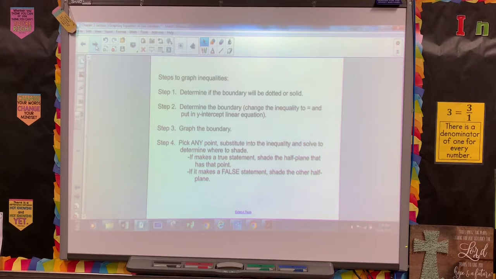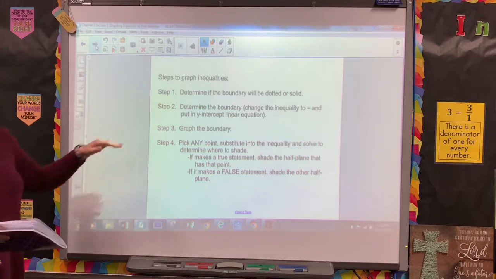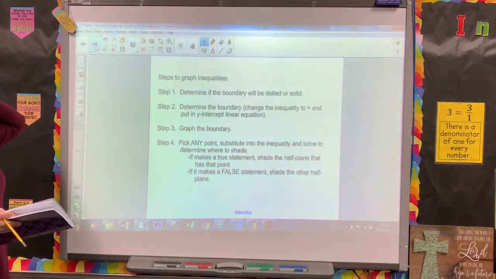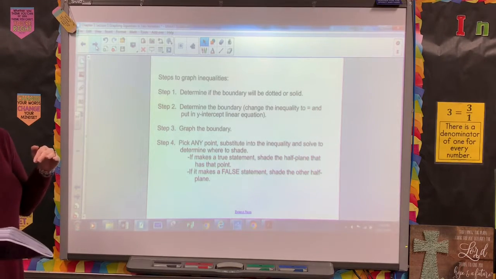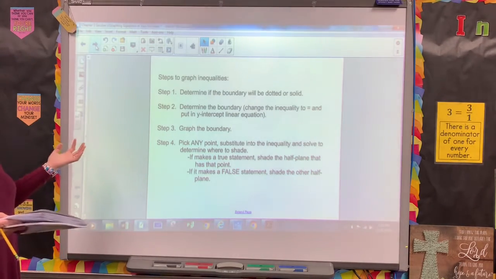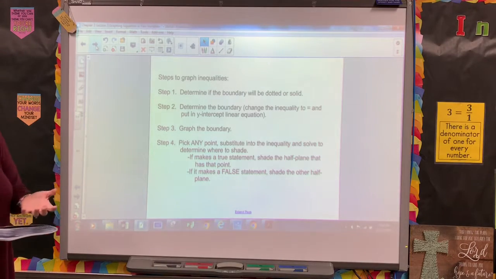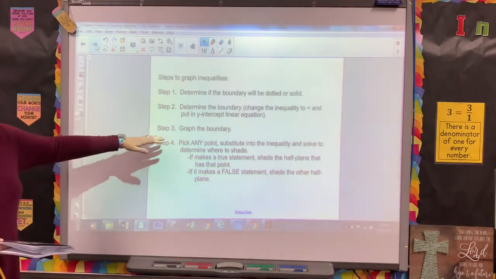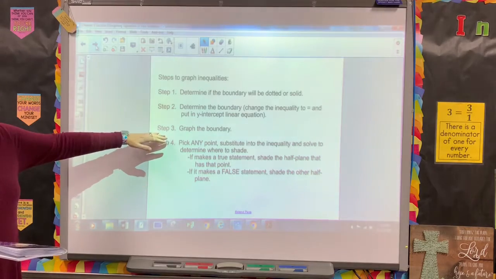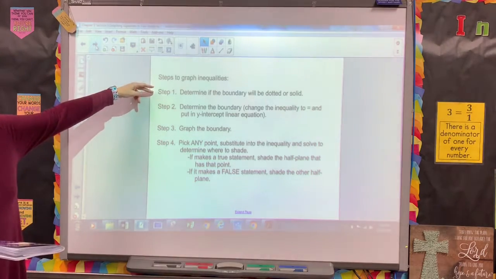All right, so steps to graph inequalities. First, determine if the boundary will be dotted or solid. How can you determine if it's dotted or solid? It's an inequality. If it has the or equal to part, it is solid. And if it doesn't have it, it is dashed. And then your second step is to determine where the boundary will be. Change the inequality to an equal sign and solve. Okay? Graph it, being very careful to do the dashed or solid.